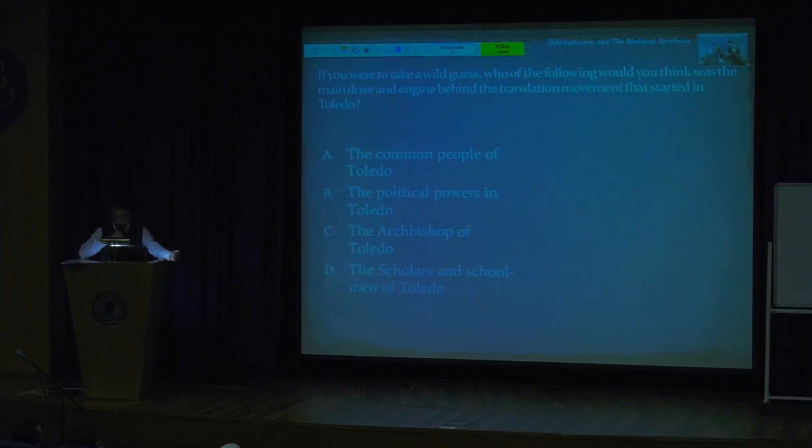Was it the Archbishop of Toledo? Or was it the scholars and schoolmen of Toledo? Who do you think was the main driving force behind this kind of translation movement, what we call the Toledo event, actually? Very important.